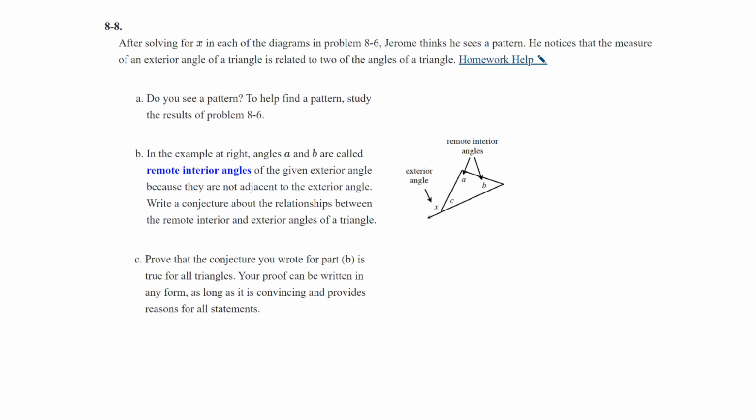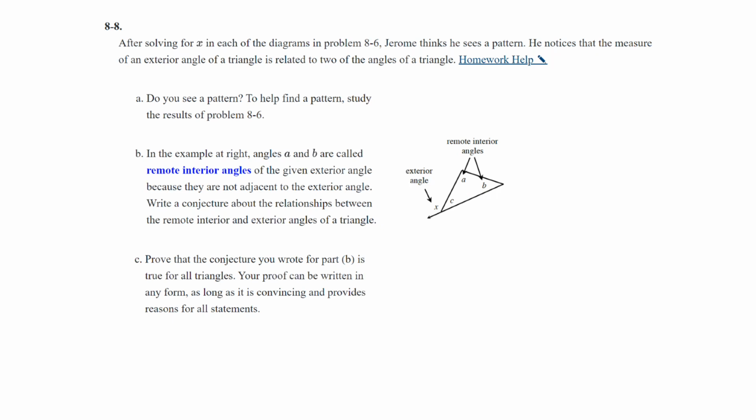Question 8. After solving for x in each of the diagrams in problem 8-6, Jerome thinks he sees a pattern. He notices that the measure of an exterior angle of a triangle is related to two of the angles of a triangle, which if you watched question 6, kind of talked about that a little bit. Part A, do you see a pattern? To help find a pattern, study the results of problem 8-6.